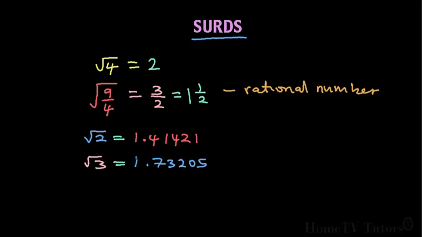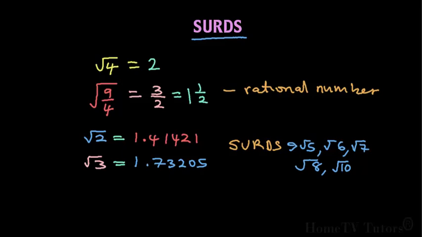So when we have square roots which give irrational numbers, as we have with the square root of 2 and 3, we call these numbers surds. Alright, and there are other surds. Okay, we have square root 5, square root 6, square root 7, square root 8, square root 10, and so on.